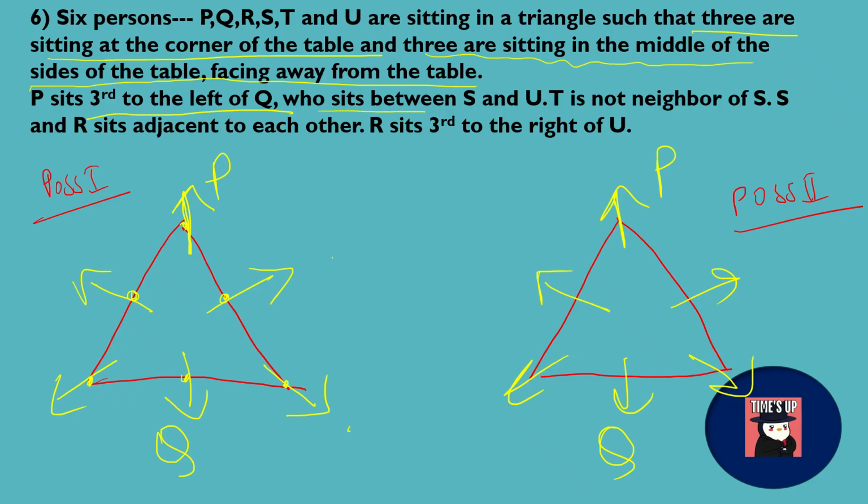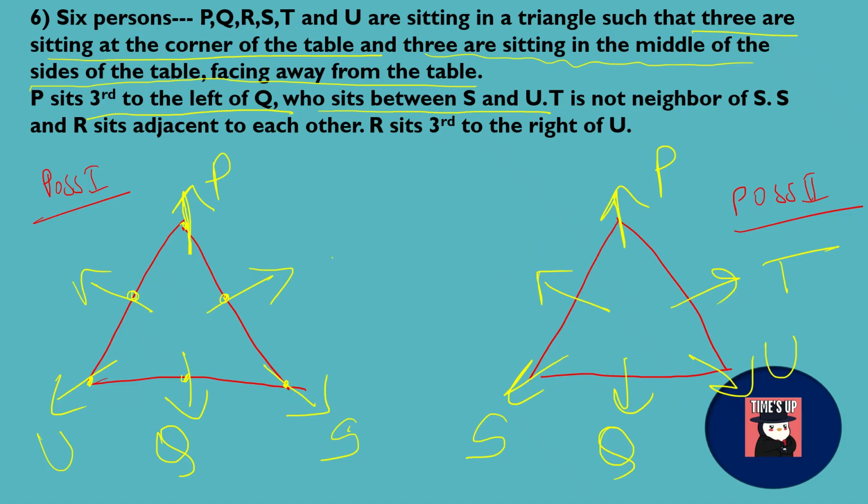Q sits between S and U. Correct? S and U. I'll take S here. I'll take U here. Okay, this can also be another possibility. T is not a neighbor of S. T is not the neighbor of S means T will come here. Correct?